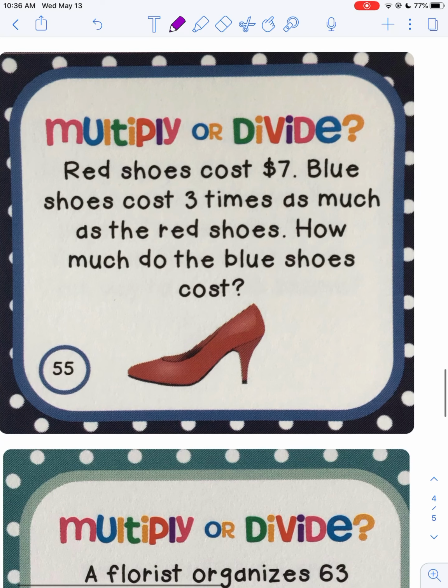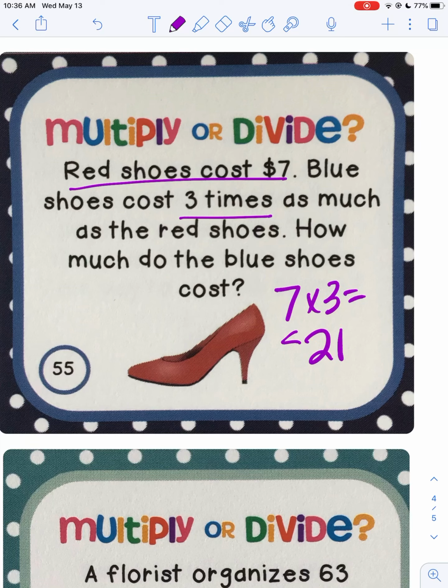But look at this one. This one has times in it, but it's a little bit different. Red shoes cost $7. Blue shoes cost 3 times the red shoes. How much do the blue shoes cost? Well, that means the blue shoes are going to cost more. So I would have to do 7 times 3, which is 21. I'm always thinking about, okay, am I looking for a number that's bigger? Do I know the biggest number? What's happening here with the numbers? Because that helps me know whether I multiply or divide.